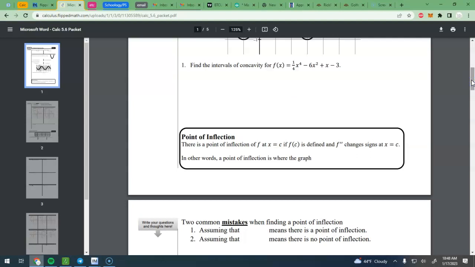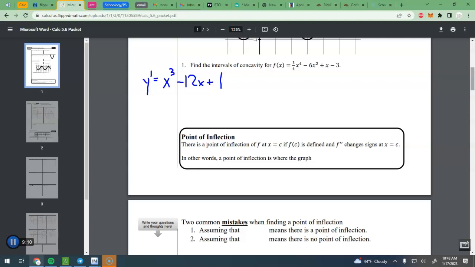Alright, so let's find the concavity for this function. So they're not asking me increasing, decreasing, so I don't really care about the first derivative. I only need the first derivative to get to the second, but I'm not going to work with it. So y prime is x to the third minus 12x plus 1.